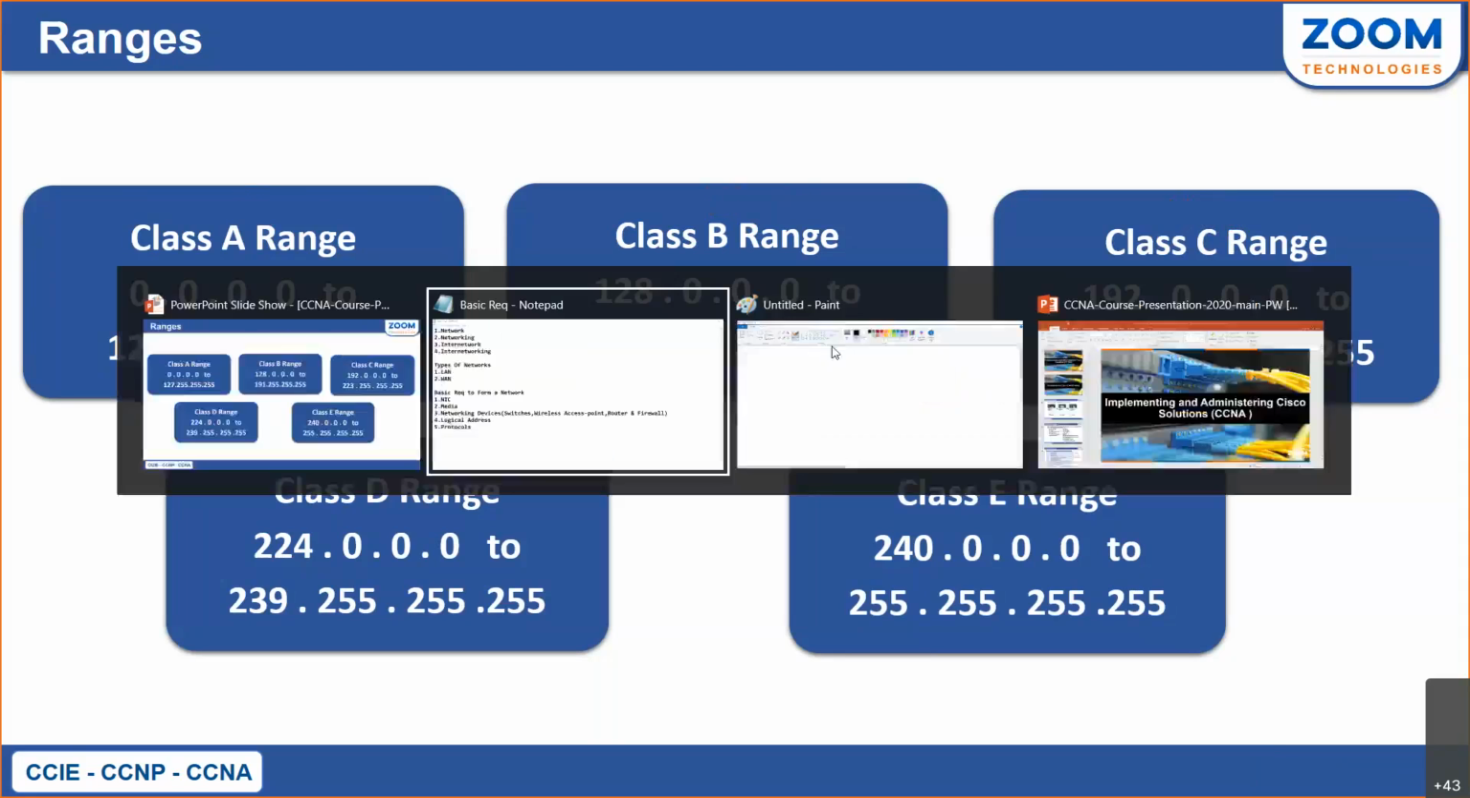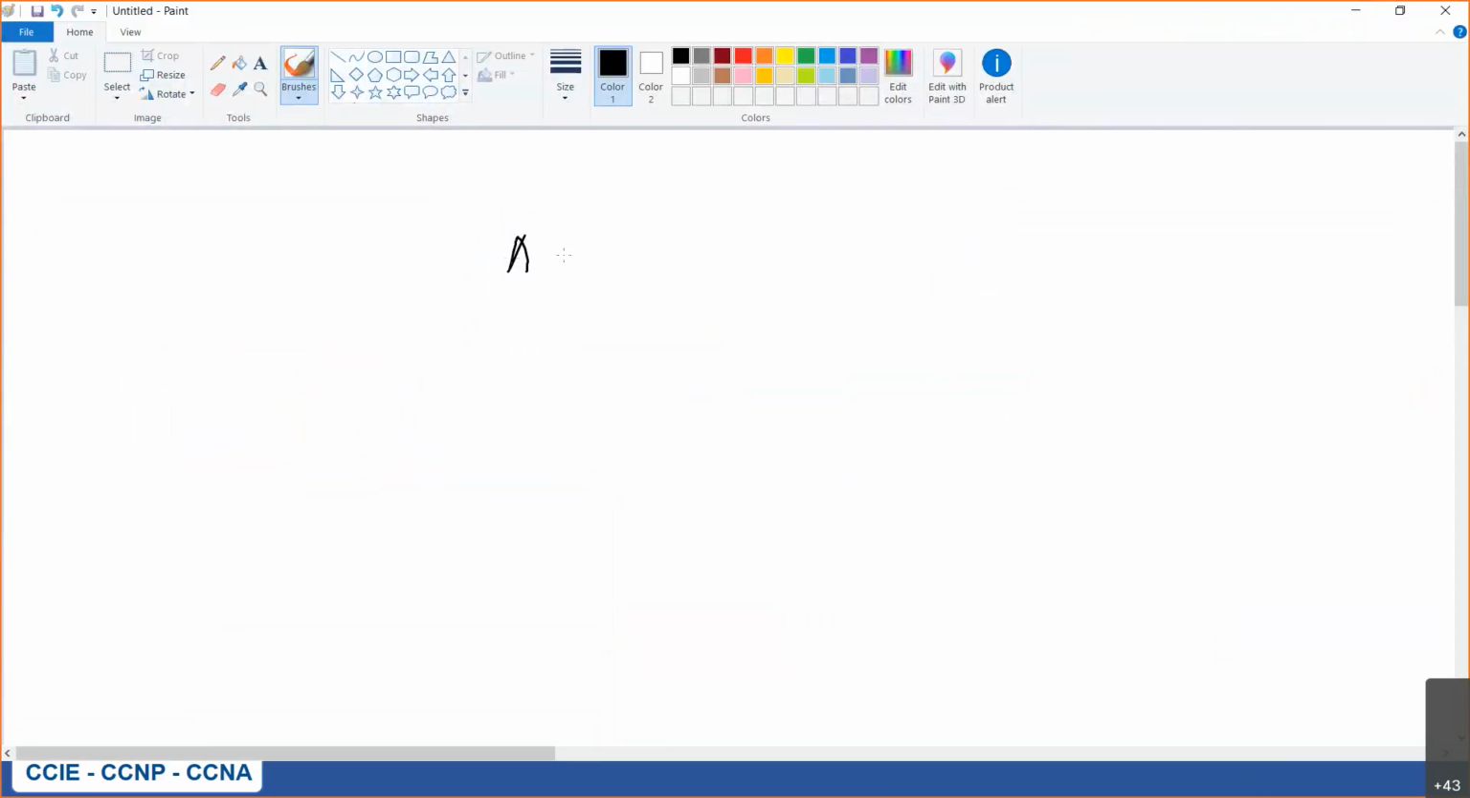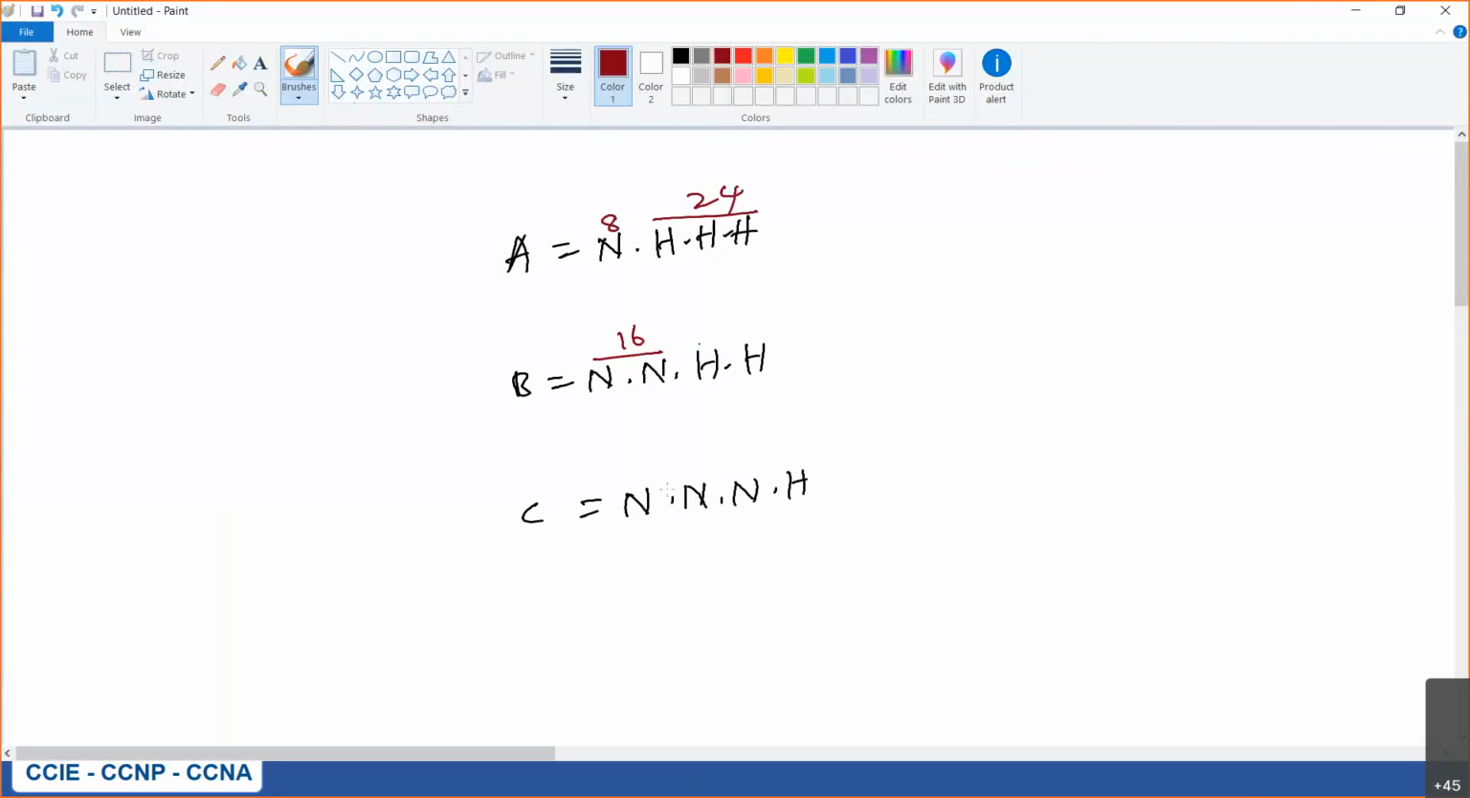Class A: the first octet is the network portion, and the remaining are the host portion. For Class B, two octets are network and two are host. For Class C, first octet, second octet, third octet, fourth octet: the first three are the network portion, and the last one is the host portion. So we know that Class A network bits are 8 and host bits are 24. Class B networks are 16 and hosts are 16. In Class C, networks are 24 and hosts are 8.